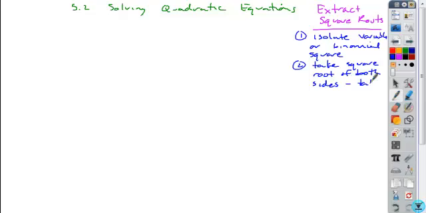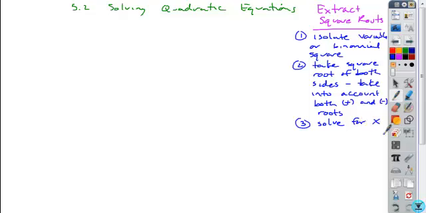You have to take into consideration both the positive and negative root. Once you do that, you're then just going to solve the resulting equation for whatever your x value or variable is.